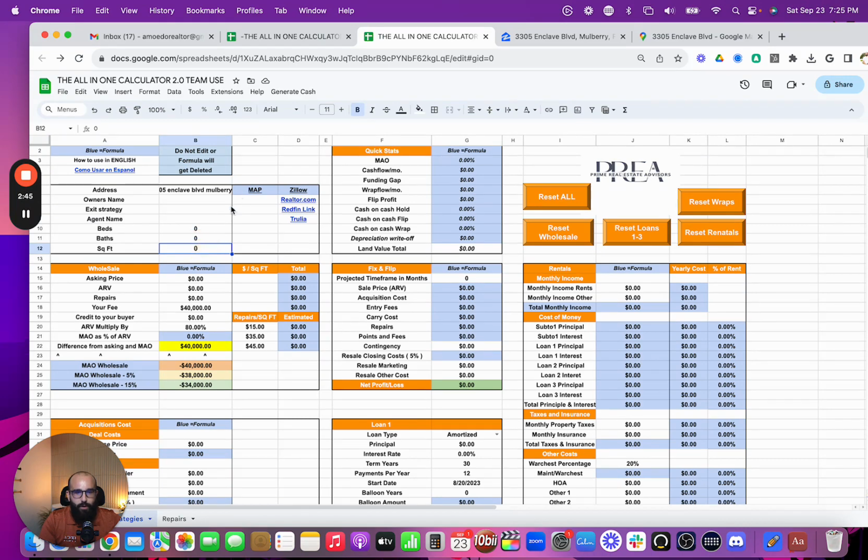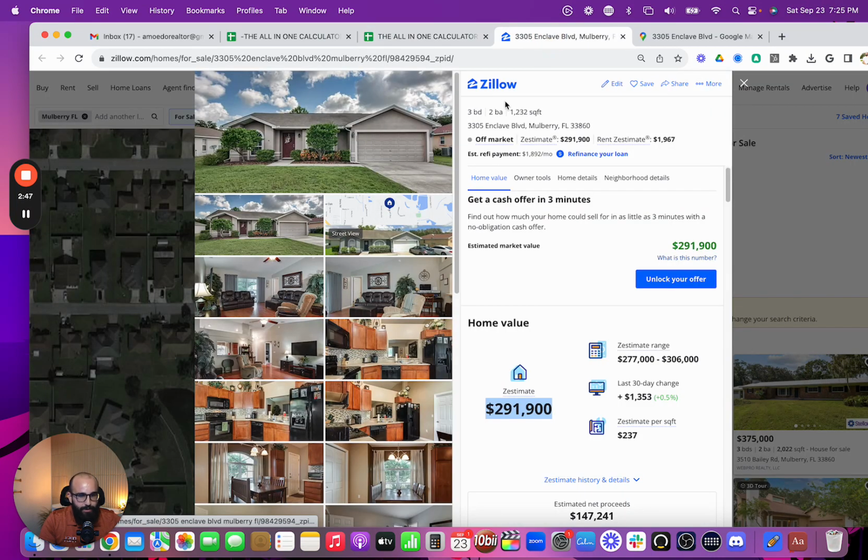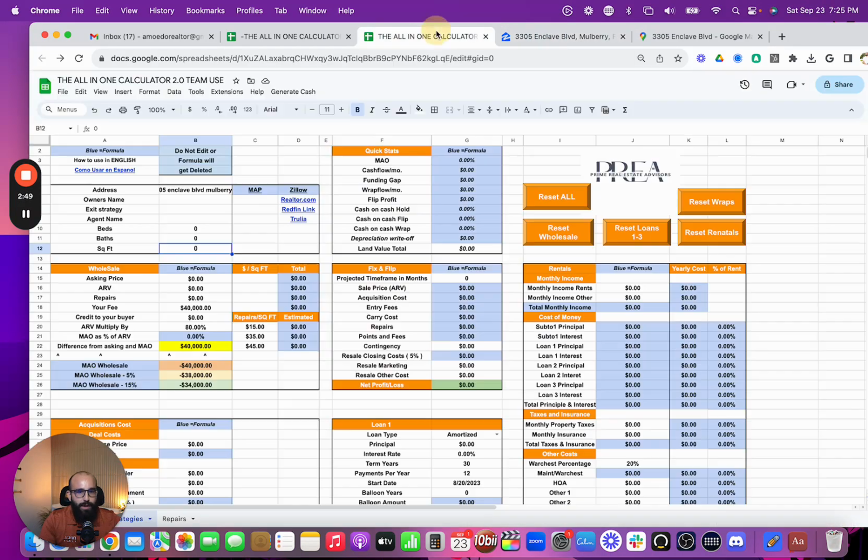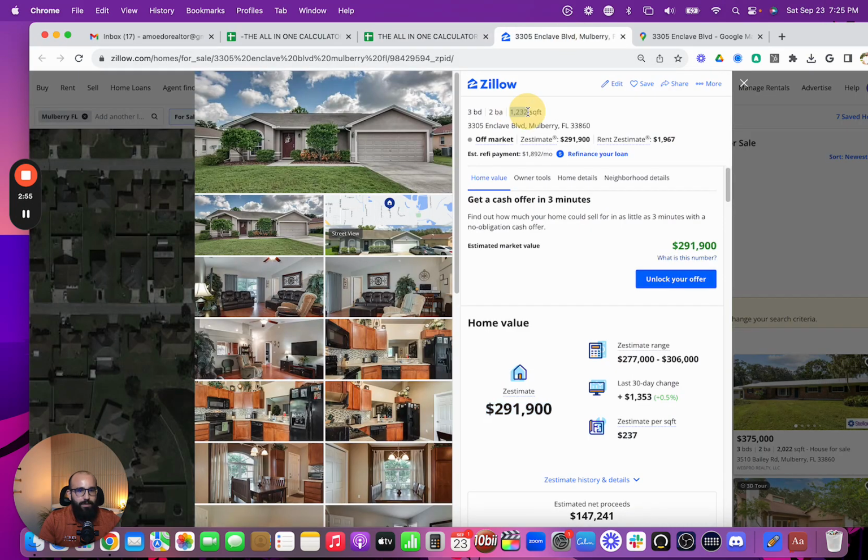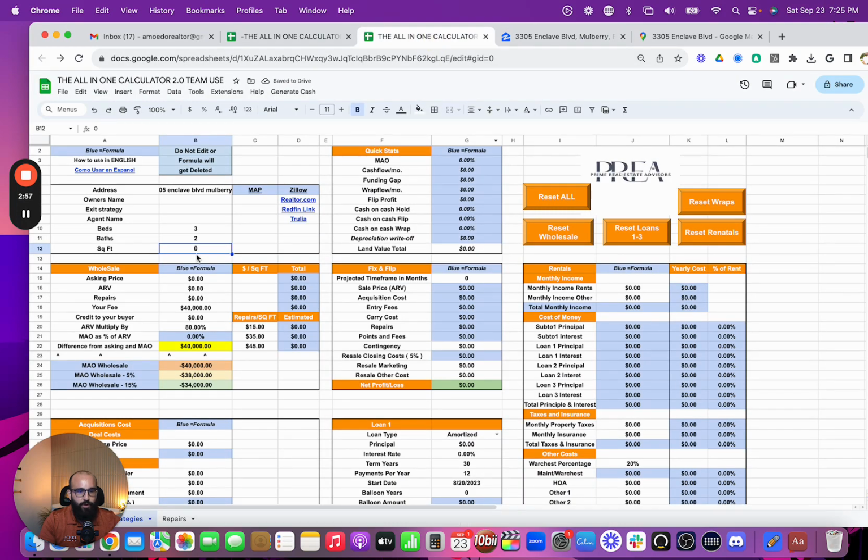Beds, bath, and square feet. We're going to grab from here. So it looks like this is a 3-bedroom, 2-bathroom. So 3-bedroom, 2-bathroom. And it is 1,232 square feet.